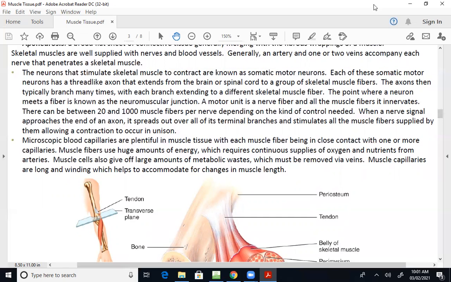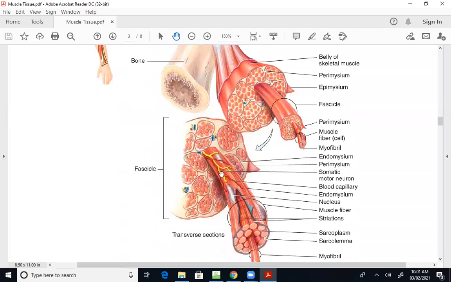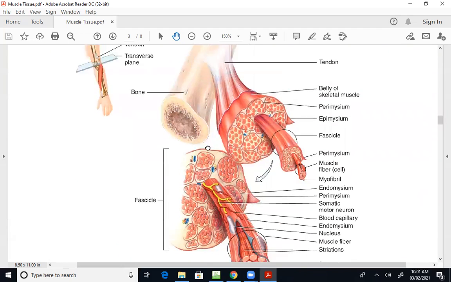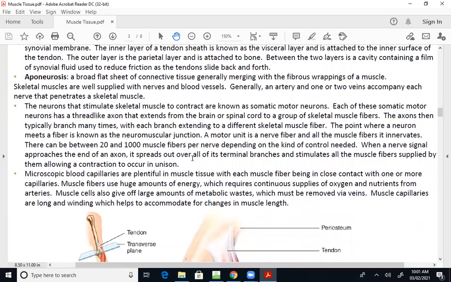As I told you earlier, skeletal muscles are innervated by the somatic nervous system, so somatic motor neurons are the ones that innervate our skeletal muscle fibers. Here we can see in yellow in the illustration is one of those. Each of those somatic motor neurons has thread-like axons extending from the brain or spinal cord to a group of skeletal muscle fibers.